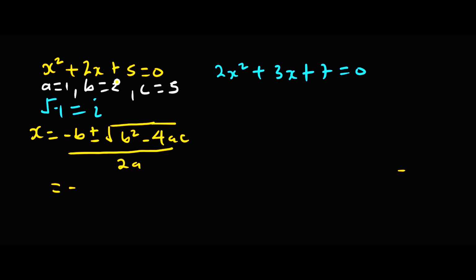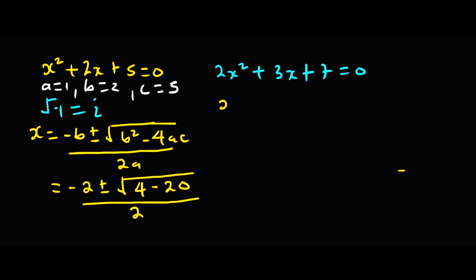So we have minus B, and B is 2, plus or minus the root of B squared, and B is 2, so that is 2 squared, which is 4, minus 4 times A times C, that is 4 times 1 times 5, which is just 20. And that is over 2A, and A is 1, so that is just over 2. So we're going to rewrite that here. So we have minus 2 plus or minus the root of 4 minus 20, which is negative 16, and that is over 2.